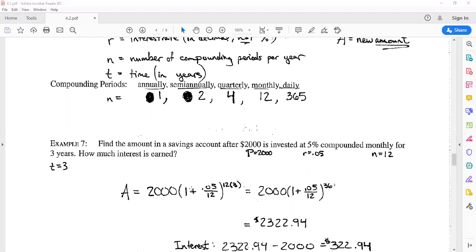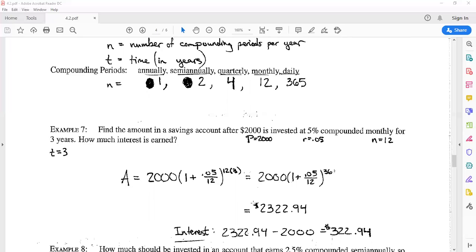So the only change I made from this first step to the next one was that I made 12 times 3 is 36. And now you'll want to take to your Texas Instrument probably to compute this value. And I got roughly $2,322.94. And so that's more money than you had initially invested, right? And so the total interest that you earned over that course of 3 years is the difference. So the difference here is $322.94. That's money that you made by just having your money in there to begin with.